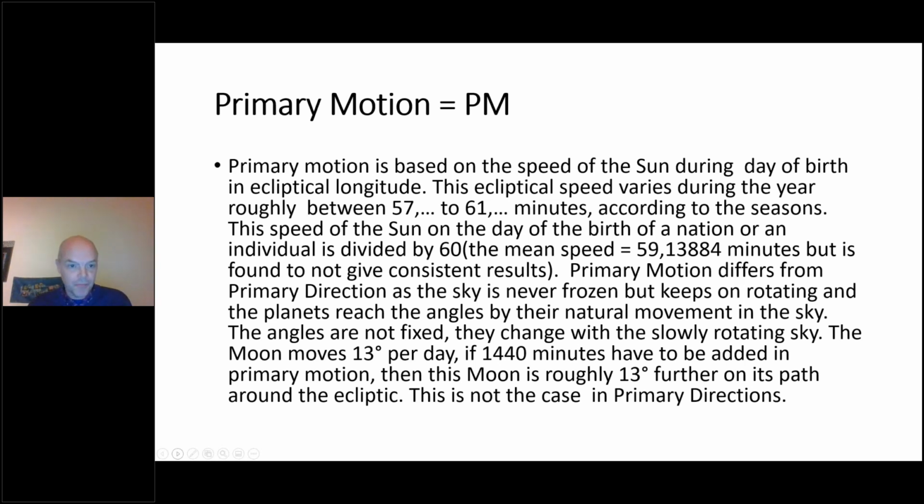Primary motion differs from primary direction, as the sky, again, is never frozen, but keeps on rotating, and the planets reach the angles by their natural movement in the sky. So the angles are not fixed, they change with the slowly rotating sky. For example, the moon moves 13 degrees per day, more or less. If by any primary motion I have to add 1440 minutes, which is a day, that moon will have changed 13 degrees, will be 13 degrees further on the ecliptic in the way I use the parans and I use this primary motion.